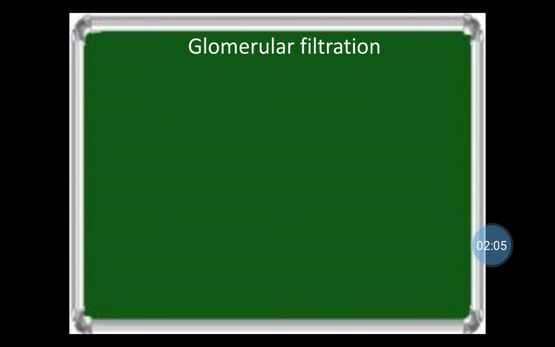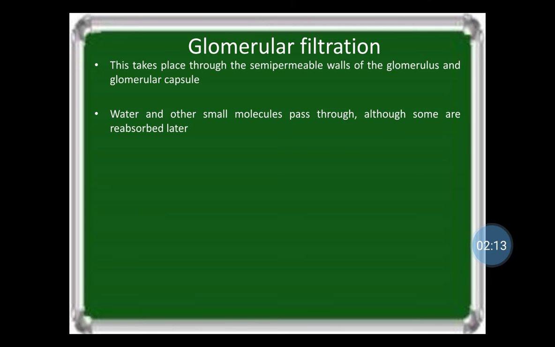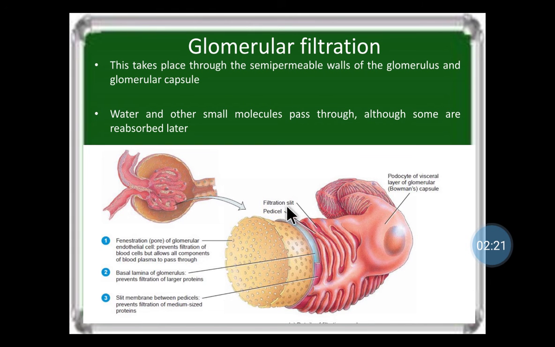Glomerular filtration takes place through the semi-permeable wall of the glomerulus and the glomerular capsule. Water and other small molecules pass through, although some are reabsorbed later. This is the glomerular capsule and this is the cross section of these capillaries.